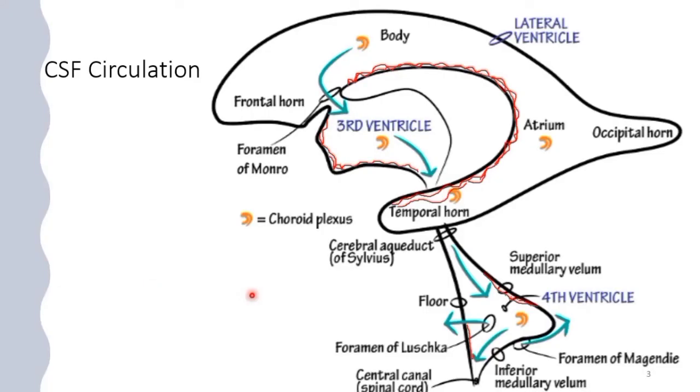If the obstruction is at the level of the foramen of Monro, then dilatation of the lateral ventricle occurs. If there is an obstruction at the cerebral aqueduct, then the third ventricle dilates. If there is an obstruction at the level of Luschka and Magendie, then the fourth ventricle will be dilated. That's how in exams the question will be like: if there is an obstruction at the foramen of Luschka and Magendie, what will happen? You will choose the answer: there will be dilatation of the fourth ventricle.